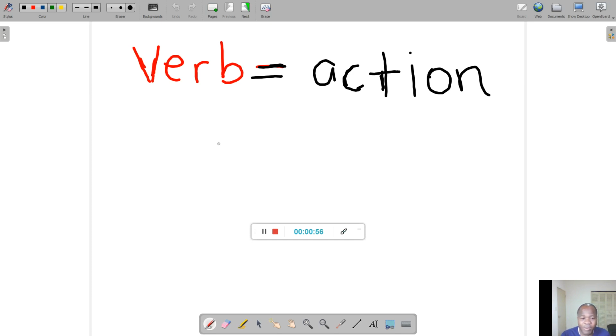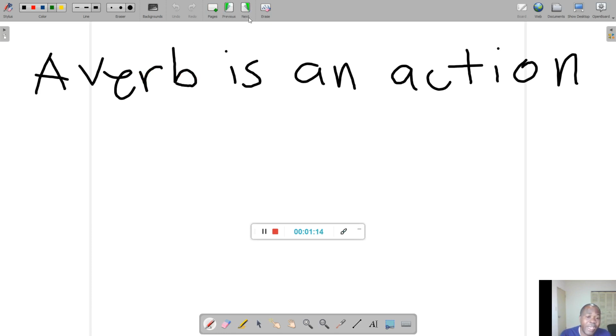And when we're talking about verb, all we're talking about is an action. Verb equals action. Verb is tantamount to action. Verb is described as an action. So let's continue so that we'll get in-depth understanding. Now, a verb is an action. We already said that. Very, very important. A verb is an action or a doing word.